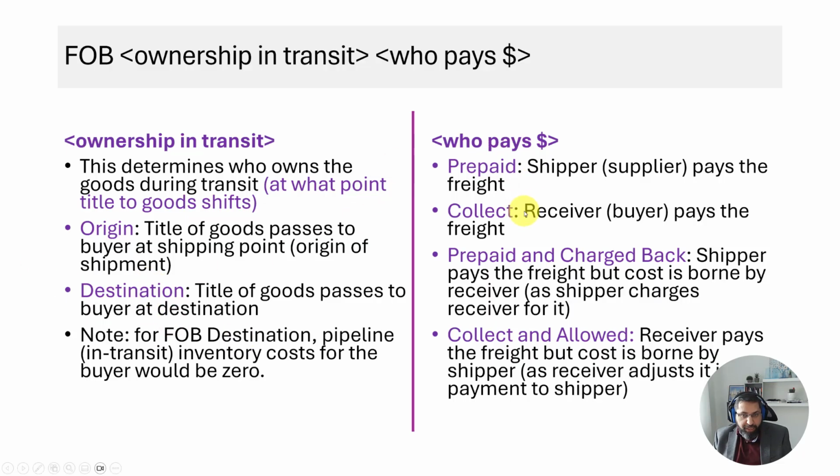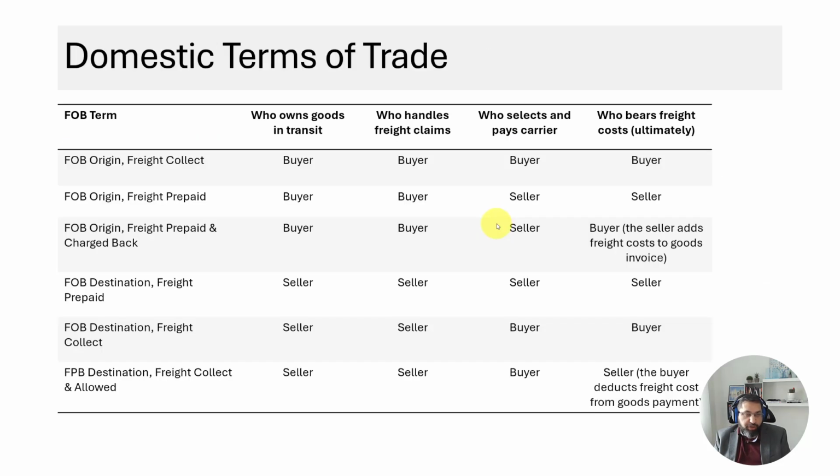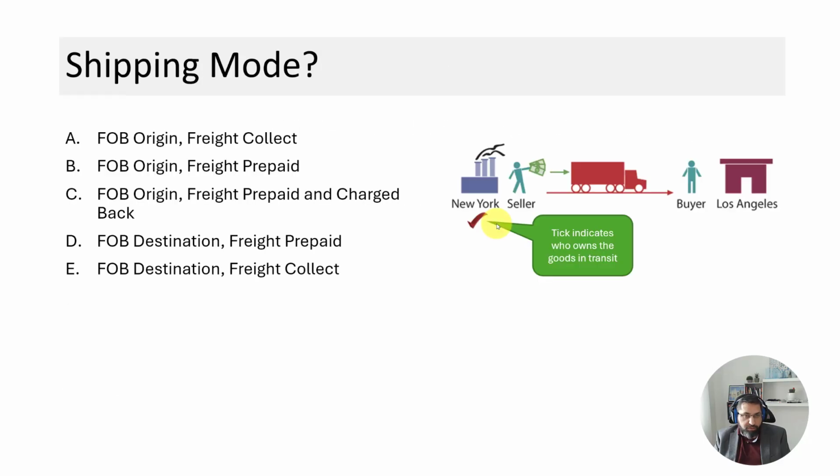Prepaid means the shipper pays. Collect means the receiver pays. If prepaid and charged back, then the shipper will pay initially, but it will be charged back and the buyer will bear the responsibility. Same thing with collect and allowed. Collect means the receiver will pay initially, but then charge it back to the supplier. Okay. So if you understand those definitions, you can create this table and easily understand all of these terms.